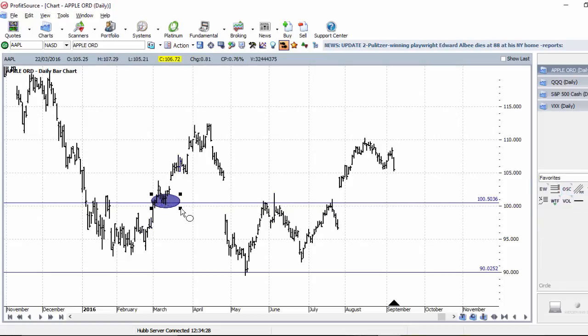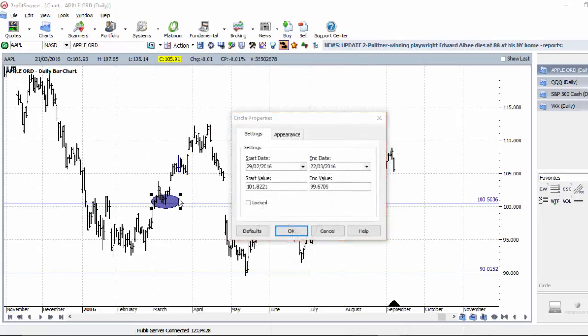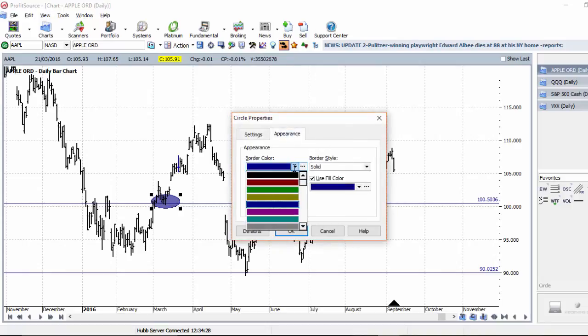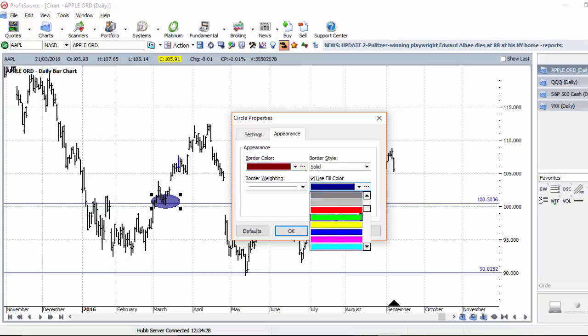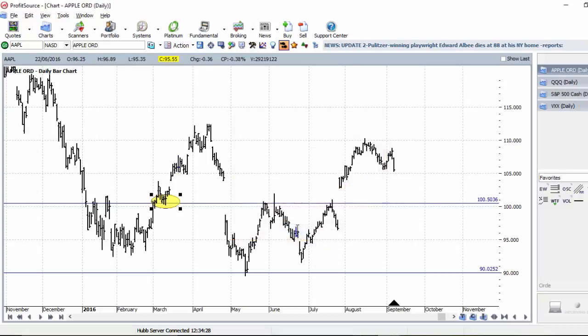So this level here, now I might just change the color of that. I don't like that. Okay, what I'll try and do is let's make the border and let's just make this yellow. A bit easier to see, I think, so that we're not hiding any of the bars. Okay. Now here you can see this was support for Apple back in March of 2016.